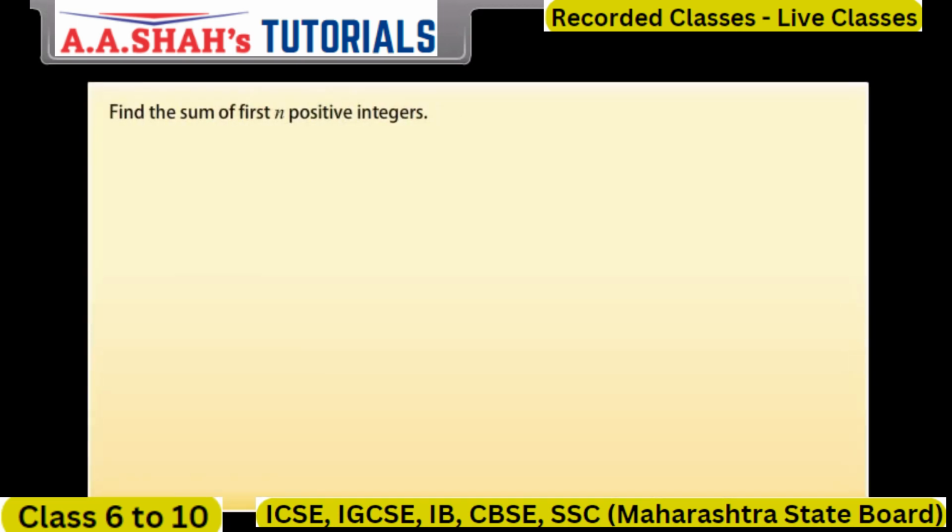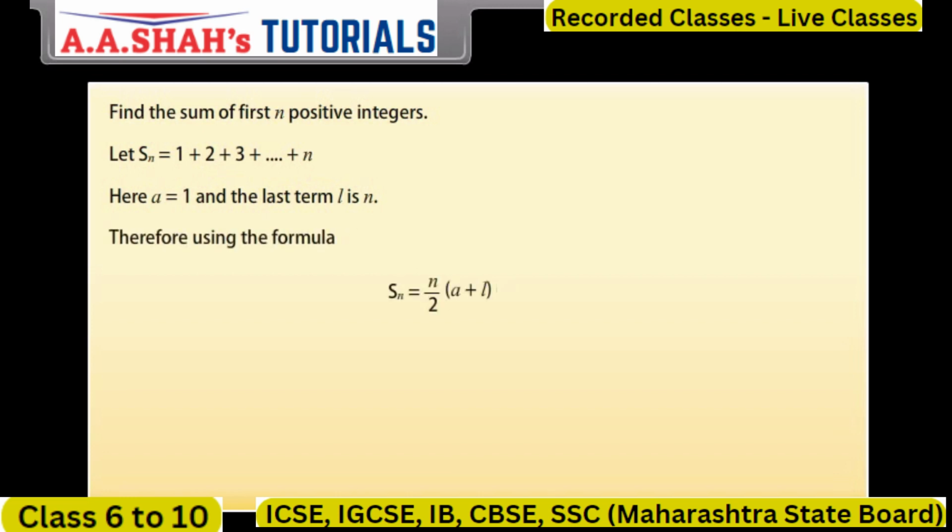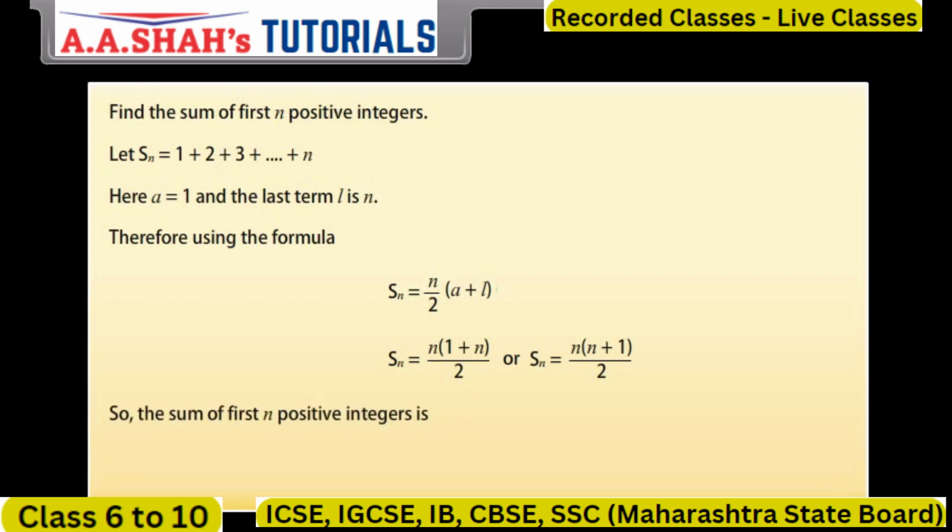Find the sum of first n positive integers. Let Sn is equal to 1 plus 2 plus 3 plus so on plus n. We can see that here A is equal to 1 and the last term L is n. Therefore, using the formula Sn is equal to n upon 2 into A plus L, we get Sn is equal to n into 1 plus n whole upon 2, or Sn is equal to n into n plus 1 whole upon 2. So, the sum of first n positive integers is Sn is equal to n into n plus 1 whole upon 2.